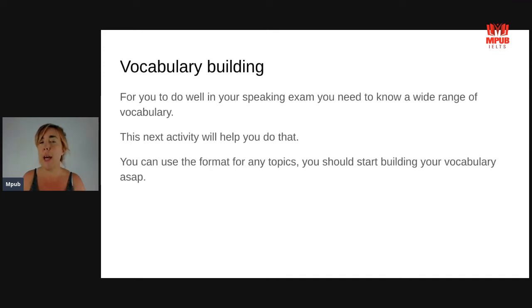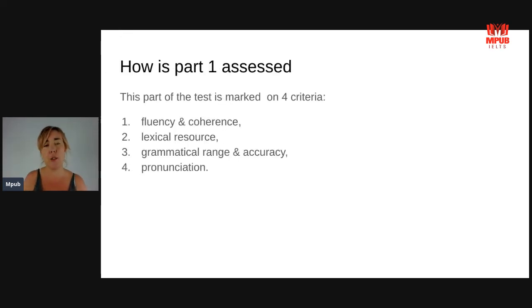So, I'm going to help you with another little activity now, okay? Now, for you to do well in the exam, as we've just seen, let's just go back, looking at number 2, lexical resource. That is very important. It's very important that you have different amounts of vocabulary and that you don't use the same words over and over again throughout your test.